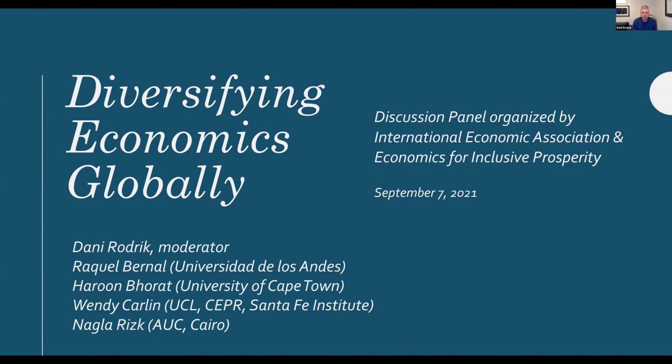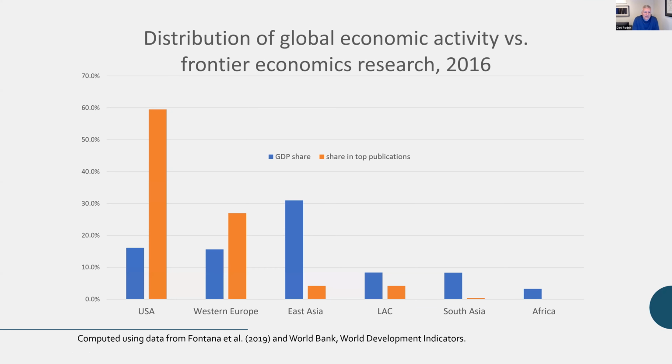The first thing I want to mention is the imbalance globally between... so I'm not able to move my slide right now. There we go. So this is a chart that shows the global distribution of publications in the very top journals, which is shown by the orange bars, and compared with the global distribution of economic activity or GDP.